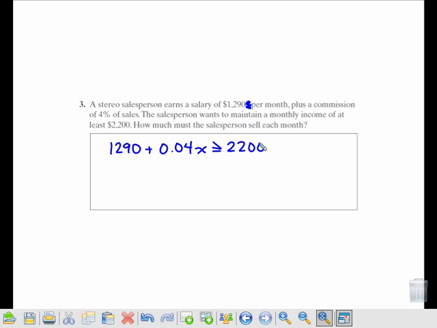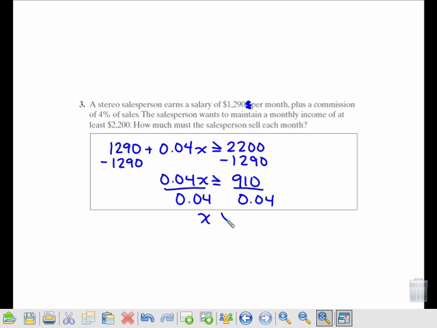So how much must the salesperson sell each month? So the first thing we're going to do here is subtract $1,290 from both sides. So I have 0.04x is greater than or equal to 910. And I'm going to divide by 0.04. Remember, when you divide by a positive, you do not have to flip the symbol. It's $22,750 that he must sell in order to make his monthly wages.